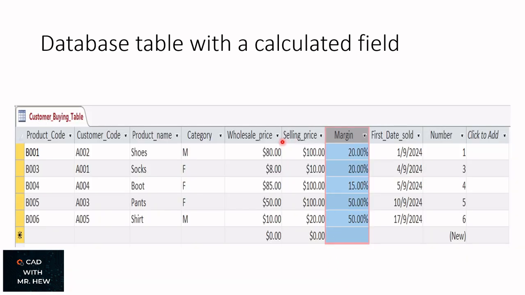And here I have an example of a calculated field in a table. Once I enter the record, for example, B001, when I type in the wholesale price and my selling price, the margin is automatically calculated, right? So in this case, we bought the item, the shoe, for $80 and we sold it for $100. So the margin that we made on the selling of the shoe was 20% margin.